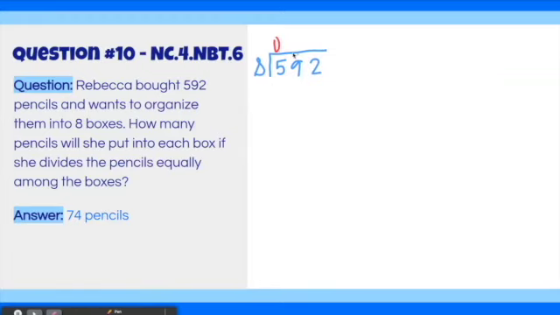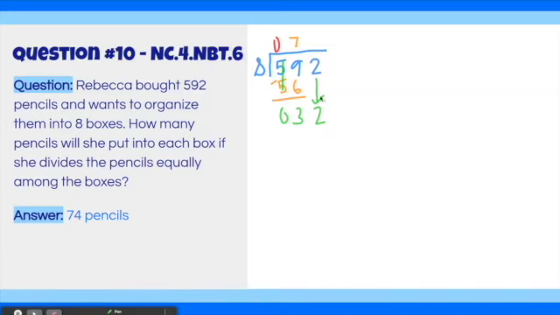Okay, so now we're going to look at this 59 together. So 8 goes into 59 7 times. I'm going to put a 7 up here. And so 7 times 8 is 56. We're going to subtract 56. And we are going to be left over with the 3 over here. This cancels out. So now we're going to bring this 2 down.